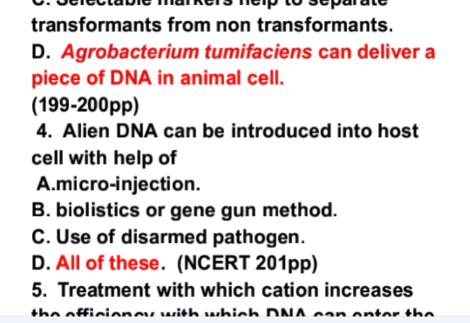Alien DNA can be transformed into host cell with the help of. So next question is, alien DNA can be introduced into host cell with the help of microinjection, ballistic or gene gun method and use of disarmed pathogen. So all these tools are used for transfer of DNA into host cell. Therefore the correct option is D, all of these, because all of these methods are used for transfer of DNA into the host cell.